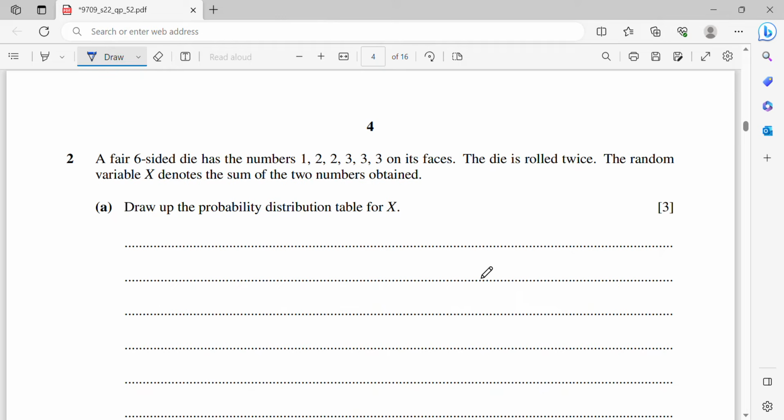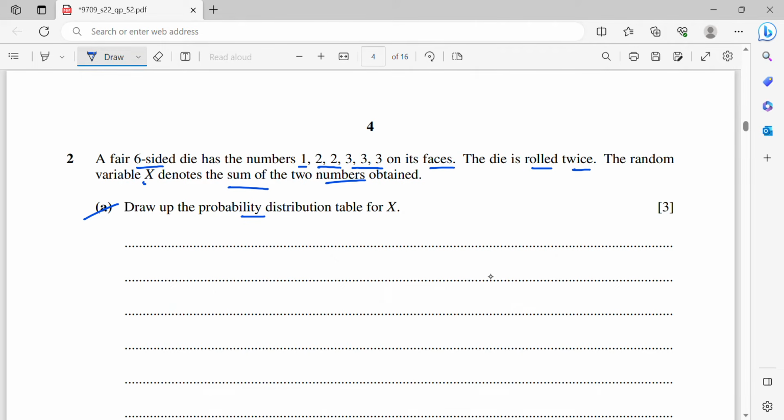Okay, so now let's look at question number 2. A fair six-sided die has the numbers 1, 2, 2, 3, 3, 3 on its faces. The die is rolled twice. The random variable x denotes the sum of the two numbers obtained. A. Draw up the probability distribution table for x.